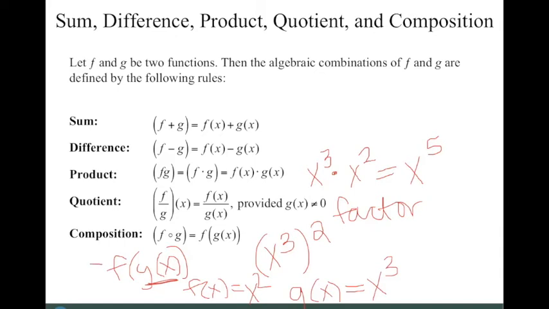And the other way that we can write this is f of g, sometimes called fog. Now, for this case, if we have x cubed and then squared, we're going to use our power to a power rule. This one is x to the 6th. So again, be careful with your rules here.